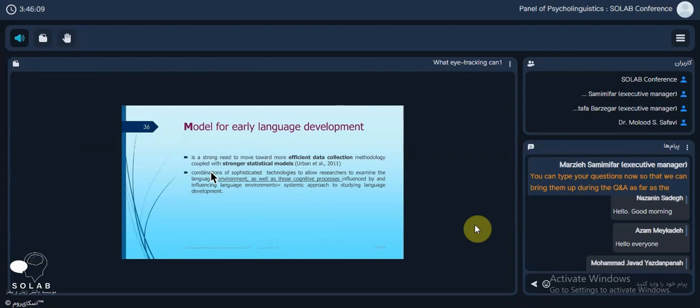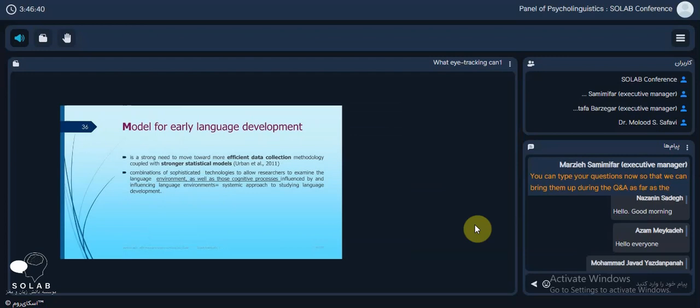For a model of early language development, there is a strong need to move to a more efficient data collection methodology coupled with stronger statistical models. Combinations of sophisticated technology allow researchers to examine the language environment as well as those cognitive processes influenced by and influencing the language environment, equal to a systemic approach to studying language development.